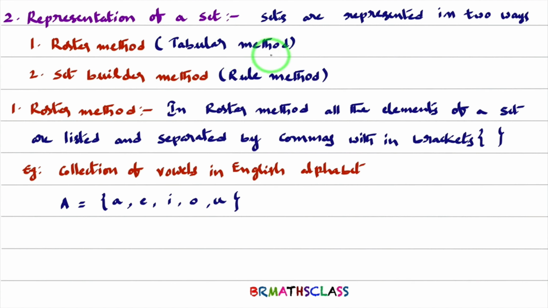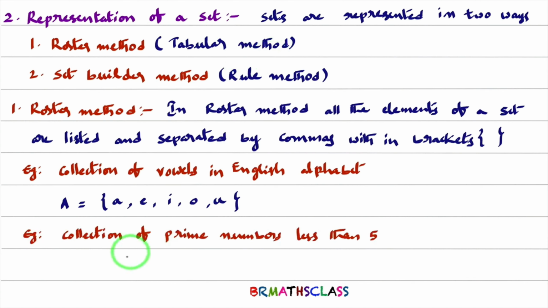We will try to understand this with one more example. Collection of prime numbers less than 5. We know that prime numbers are well defined and they are clearly saying less than 5. So is this a set or not? Yes, it is a set.